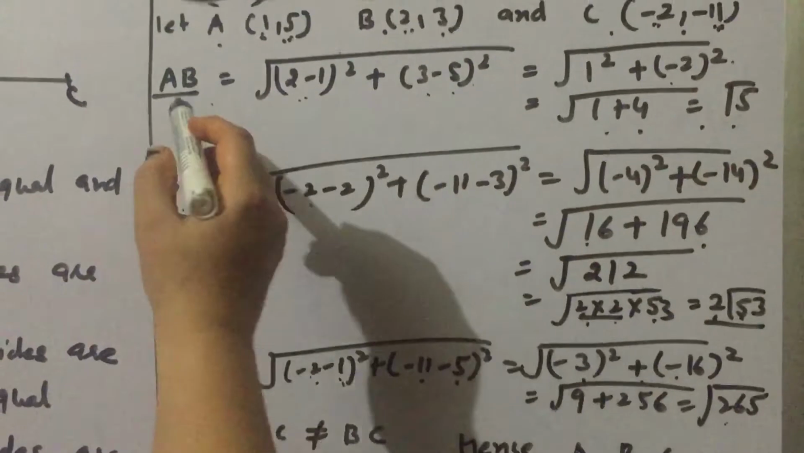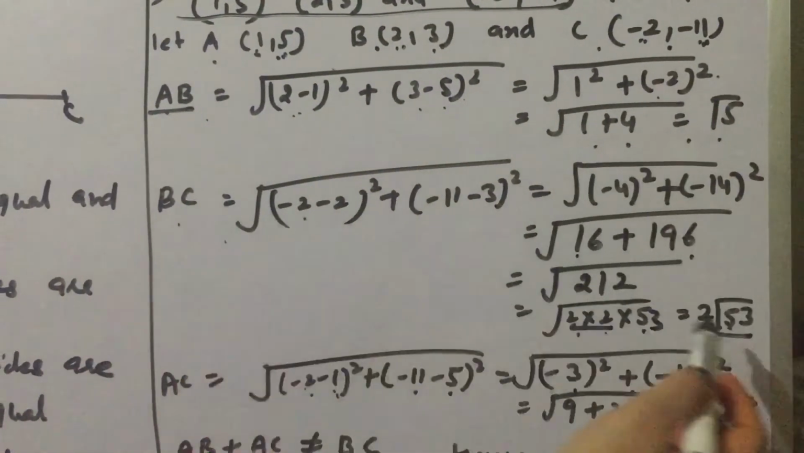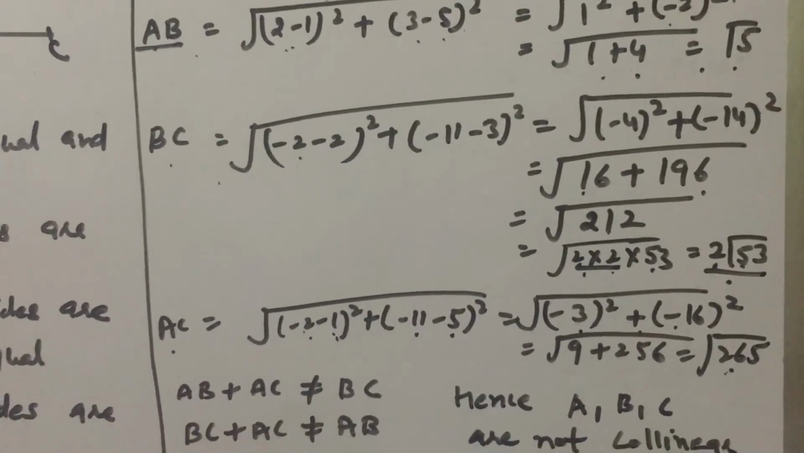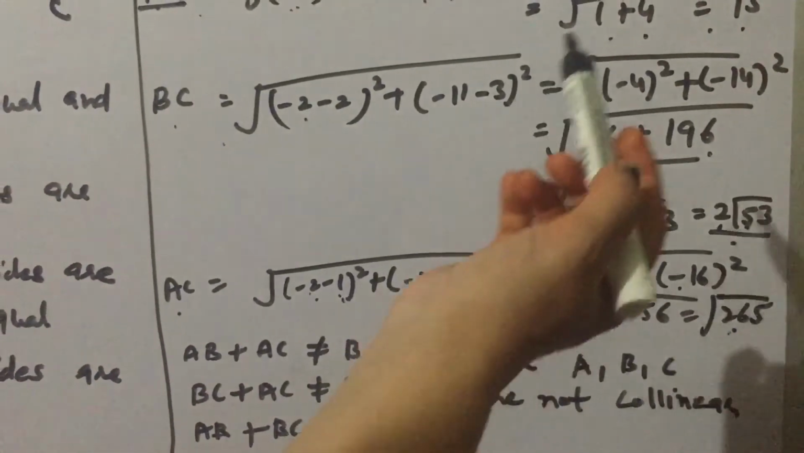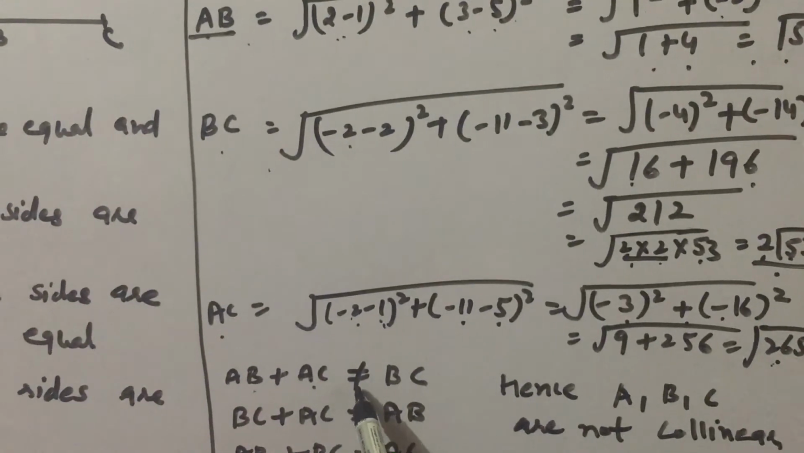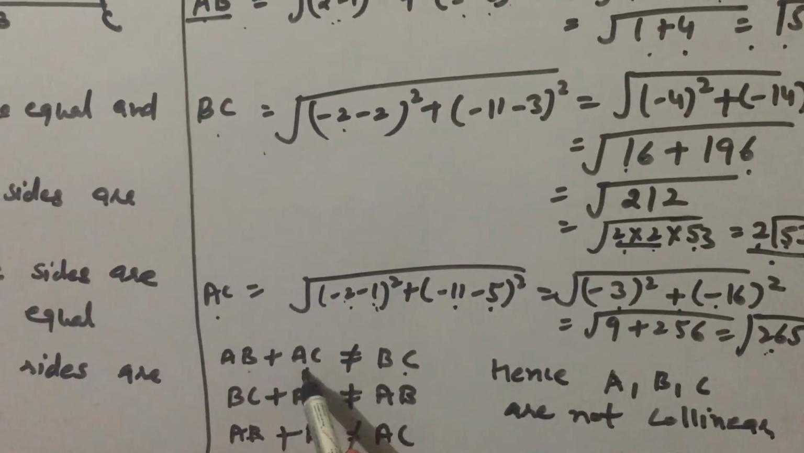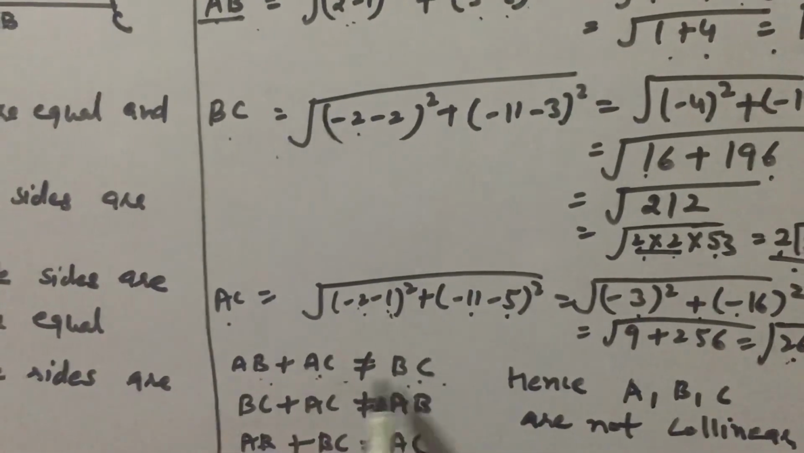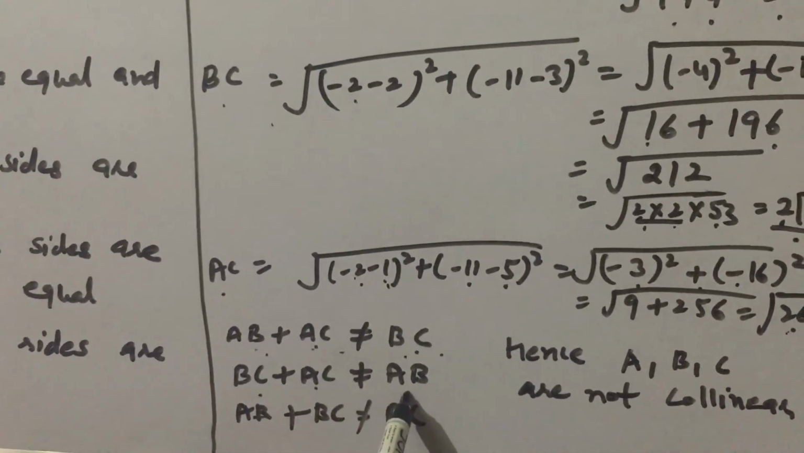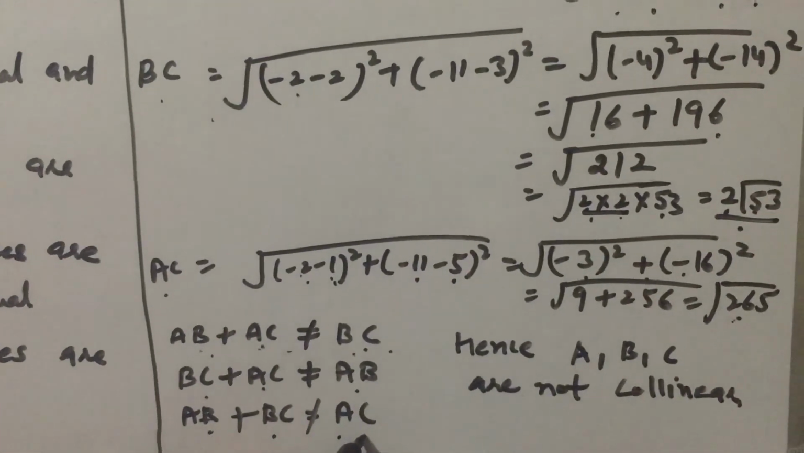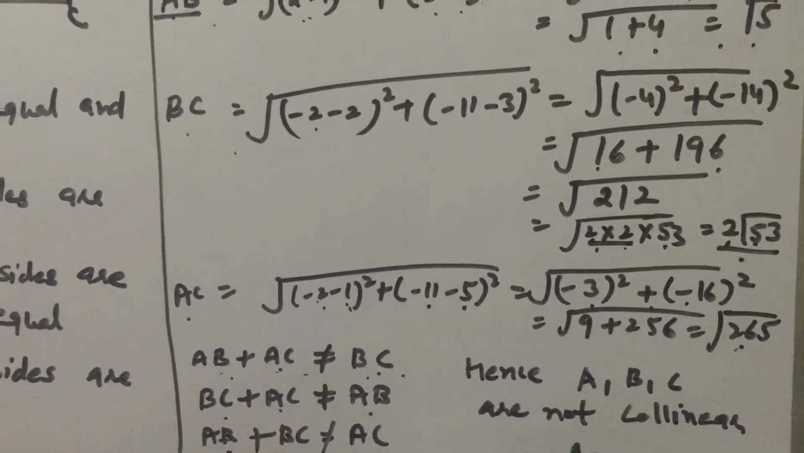But these three distances, AB is root 5, BC is 2 root 53, AC is root 265, are not equal. The sum of any two is not equal to the third. AB plus AC is not equal to BC, BC plus AC is not equal to AB, and AB plus BC is not equal to AC. So these points are not collinear.